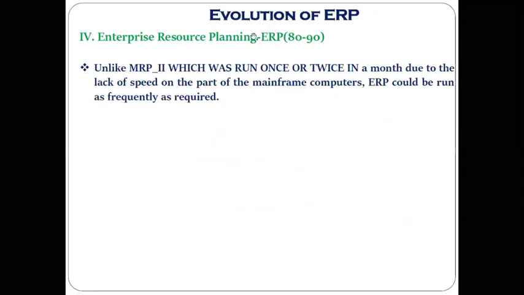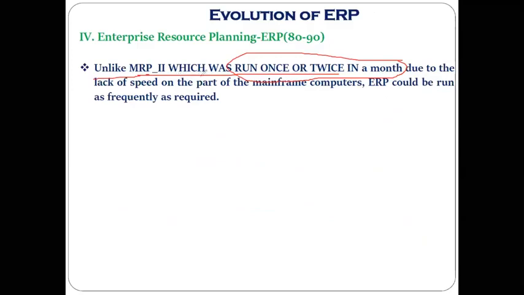And the last point in case of these, not like the MRP2, that is the main thing you should understand here, not like the MRP2, which was run once or twice in the month. Okay, this was also another drawback related with our previous three information systems, that is the IMC, MRP1 and the MRP2. Can anybody tell me this?